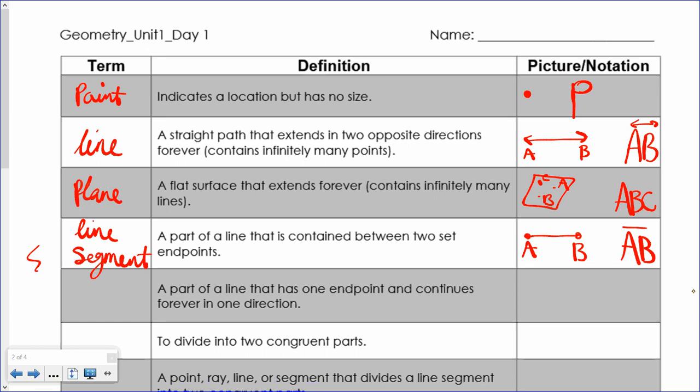Okay, so an important difference between the line and the line segment. An aside question: can you find the length of a line? No. Can you find the length of a line segment? Yes.